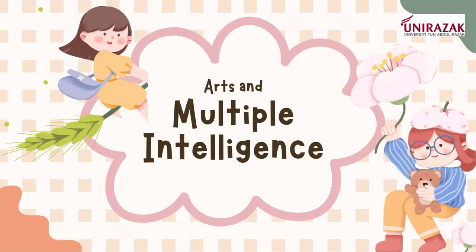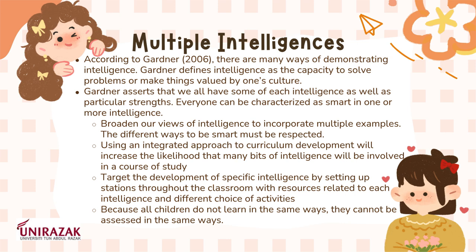Arts and multiple intelligence. Next, we explore Howard Gardner's concept of multiple intelligences, highlighting that intelligence encompasses various abilities important to culture. Gardner suggests we all possess different intelligences, such as numerical skills or artistic expression. Recognizing these diverse talents fosters respect and support for individual strengths. In education, this understanding can enhance learning by creating varied activities for each type of intelligence, allowing children to develop their unique skills. Since all children learn differently, assessments should be flexible and creative.